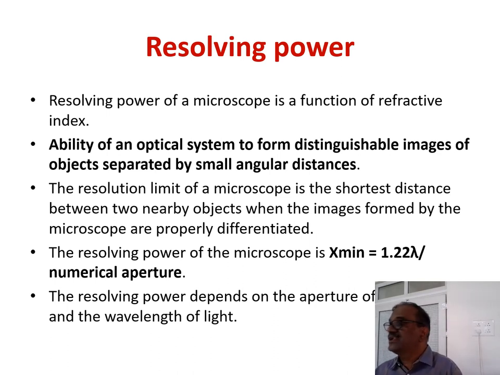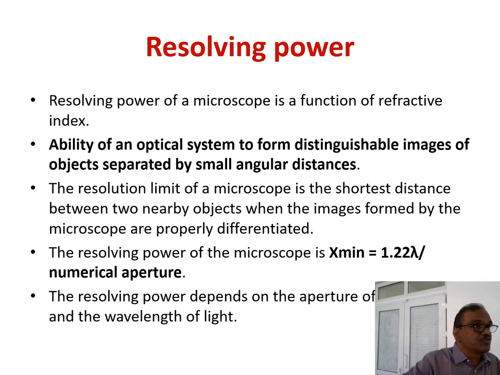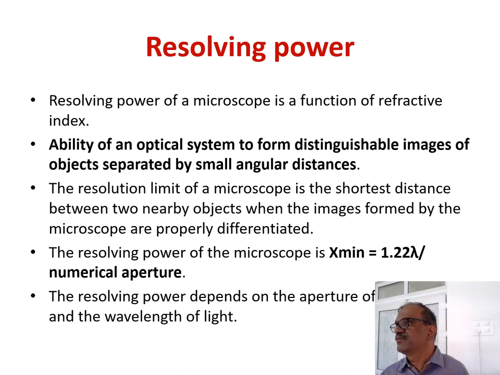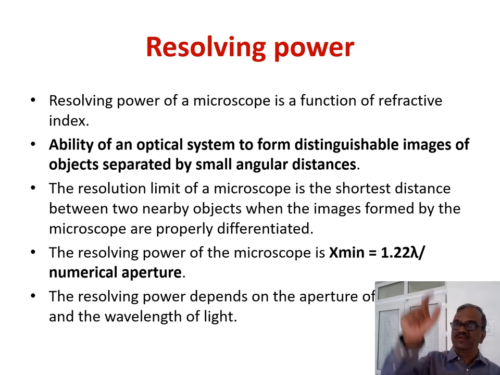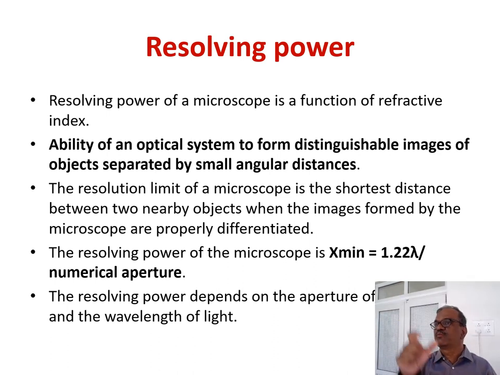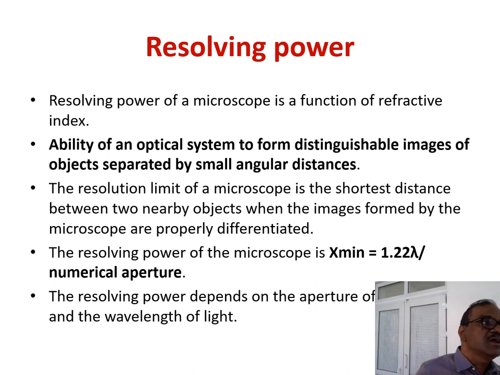Okay, magnification is different from resolution. Magnification is just increasing the size of the image, whereas resolving power is, if there are two objects close by, how well you are able to distinguish the distance between them. Even in a single object, for example if you are observing the tail and acrosome of a spermatozoon, and you are able to differentiate that particular membrane, then that is the resolving power. The resolution limit of a microscope is the shortest distance between two nearby objects when the images formed by the microscope are properly differentiated. So how well two closer images are differentiated gives the resolving power.